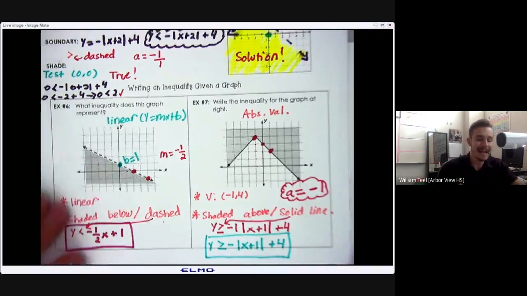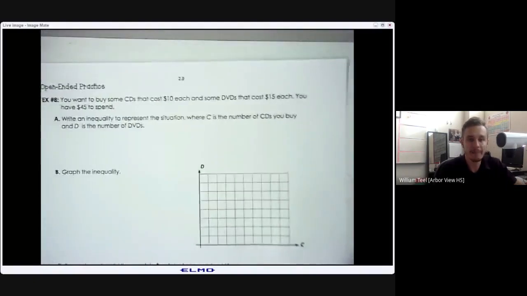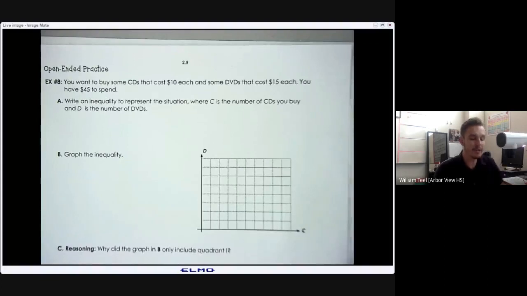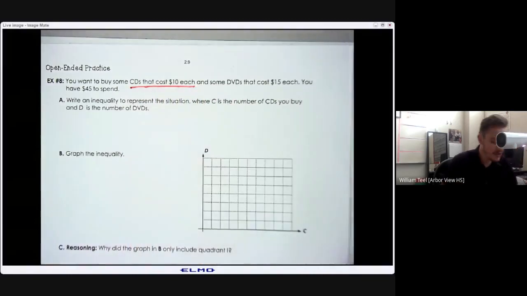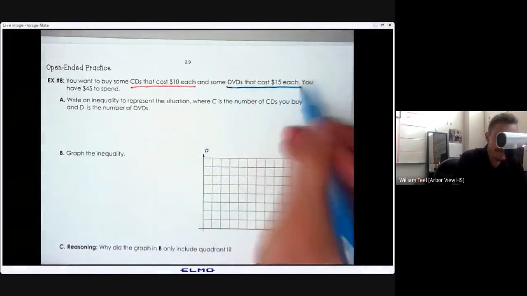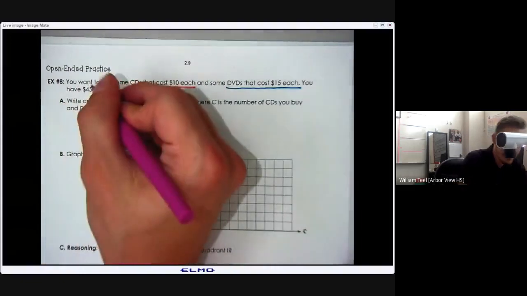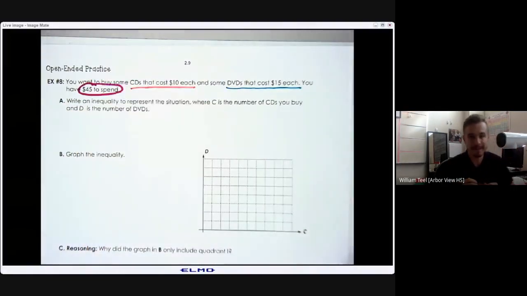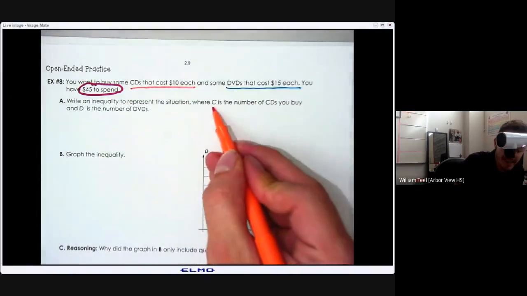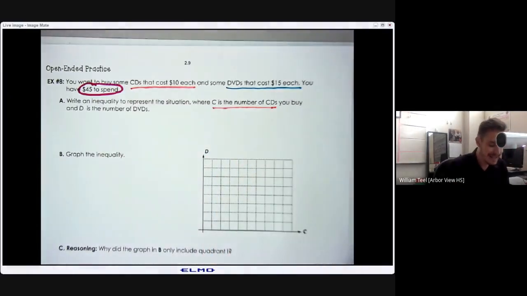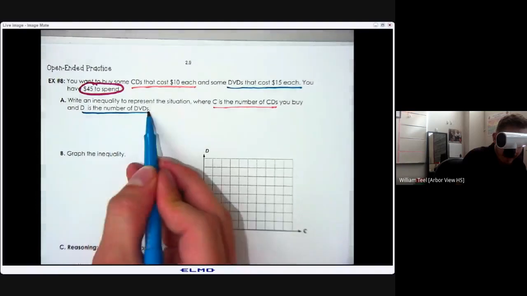All right, last page. Let's go to our last example for today. Example number 8, we have open-ended practice. You want to buy some CDs that cost $10 each and some DVDs that cost $15 each. You have $45 to spend. So a couple different things we have here: CDs that cost $10 each and DVDs that cost $15 each. Most important part, you have only $45 to spend. We're going to write an inequality that represents the situation where C is the number of CDs, and D is the number of DVDs.